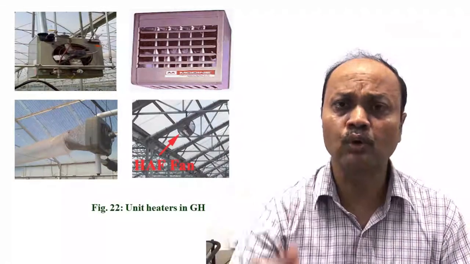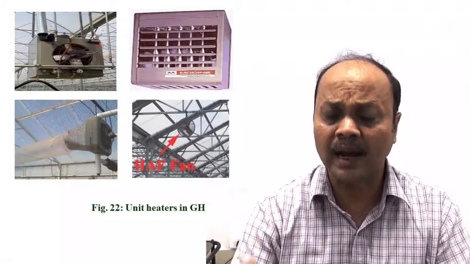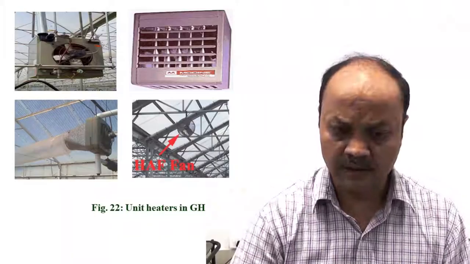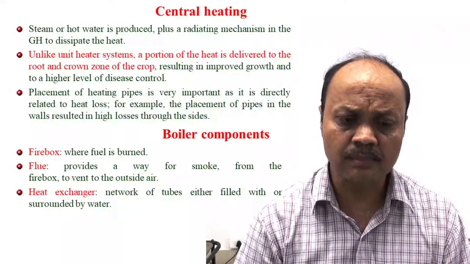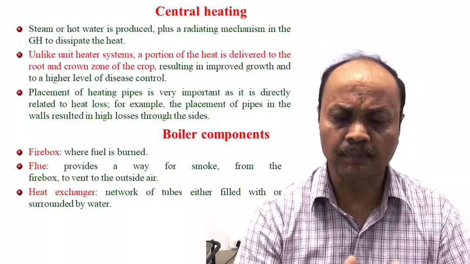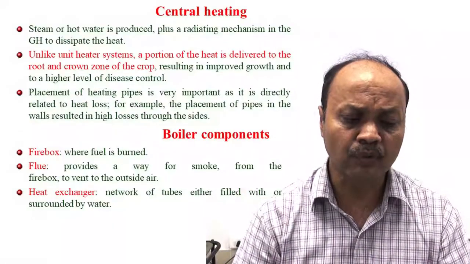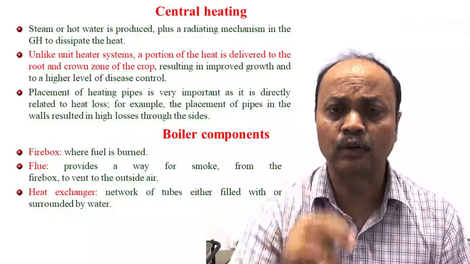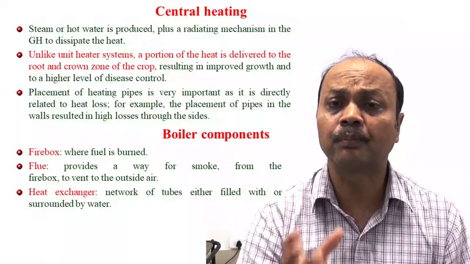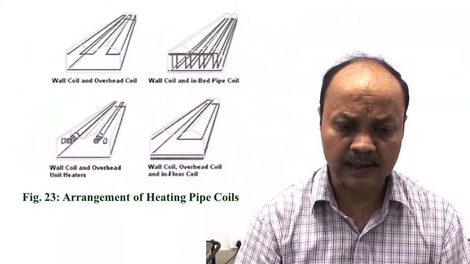You can put it on the ground, or we can hang it, and as I told, the air is heated, then you have to distribute it. So for that distribution, you sometimes also use a distribution system to equally distribute the hot air inside the greenhouse. And in the central heating system, here the boiler is there, and the firebox is there where fuel is burned, right? And then the flue gas, as I already told, will be removed, and a heat exchanger is there, through which your heated air is passed throughout the greenhouse, basically, right?